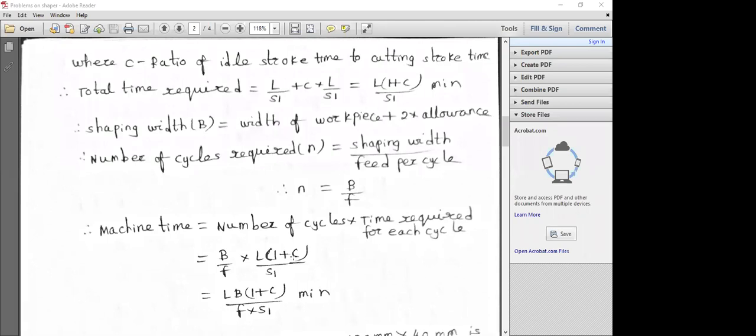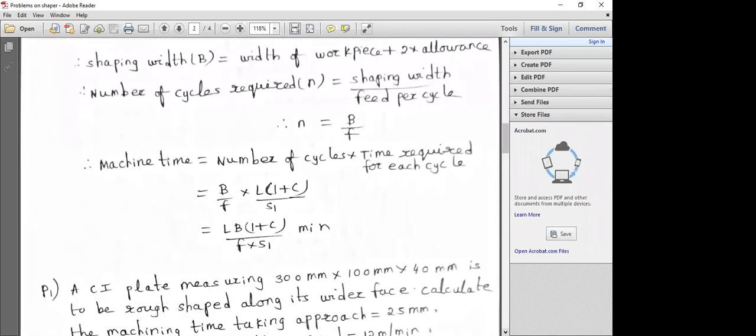C is the ratio of return stroke to cutting stroke. The return stroke is mostly named the idle stroke, because the machining is not done. So what is this total formula? L into B into (1 plus C) by F into S1. What is F? F is feed per cycle. That is the derivation you have to take into consideration, because you may be given metal removal rate problems and formulas. You just try to remember, but here the derivation of the machining time is very much important.